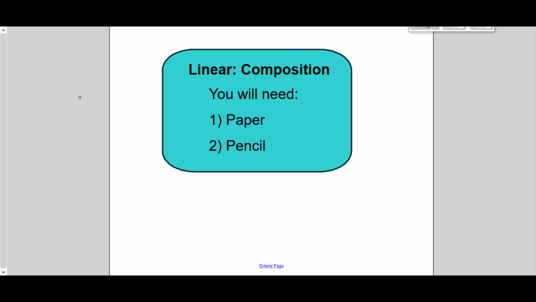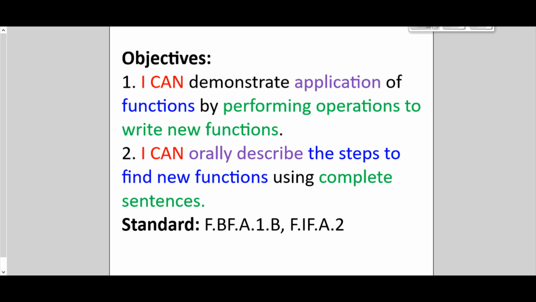Okay, so this is an extension of composition of functions. You will need a paper and a pencil. We're going to go over evaluating functions from a graph. This is part of our performing operations to write new functions, but we're going to use a graph to do it.